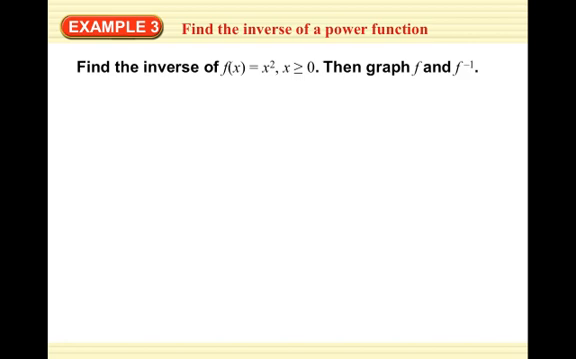Okay, we want to find the inverse of f of x equals x squared for x greater than or equal to 0. So we're restricting our domain of f. Our range of f inverse is going to have to mirror that. So we're going to have to restrict our function values to being greater than or equal to 0.